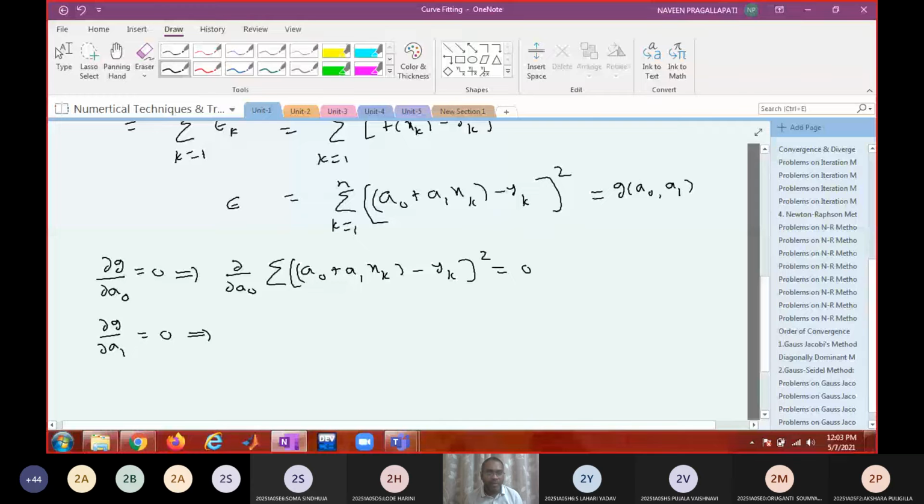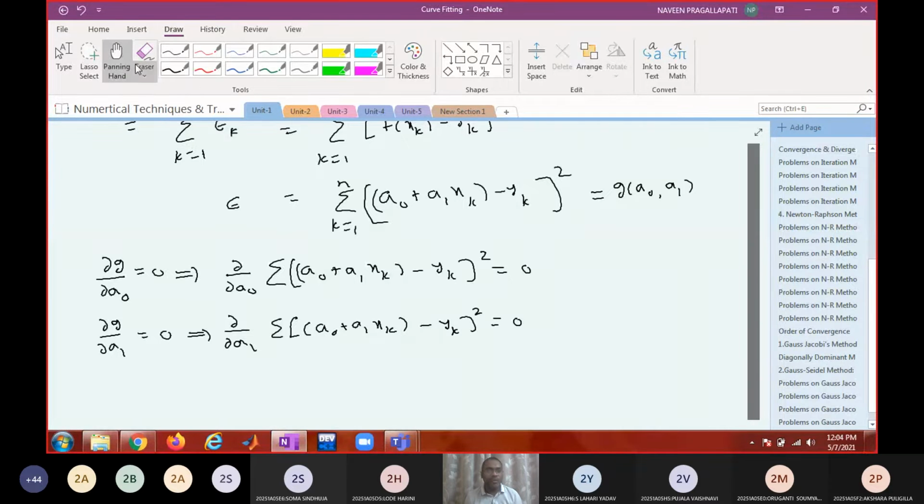Similarly, dou by dou a1 of the summation of a naught plus a1 xk minus yk, whole square. Now what you do, you know the derivative of the sum equals the sum of the derivatives. So take this derivative inside the summation and simplify those things. What is that derivative when I take it inside the summation? Can I write it in the next step?